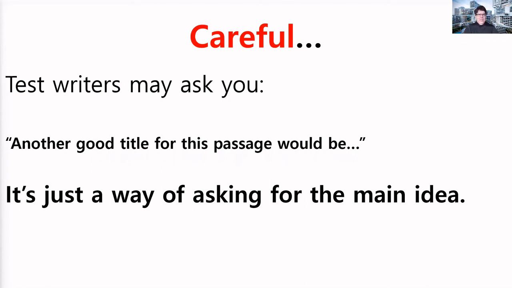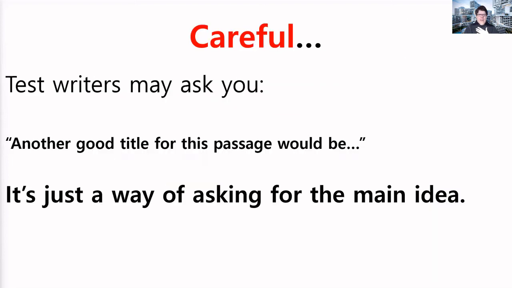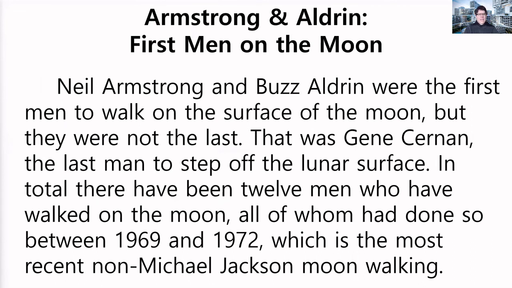So let me show you. Let me go back. We're going to use Armstrong and Aldrin, first men on the moon. I'm going to use that as the title, because to me, that is what it is mainly about. So what is a good title for this? Armstrong and Aldrin, first men on the moon. What is the main idea? Armstrong and Aldrin were the first men on the moon.